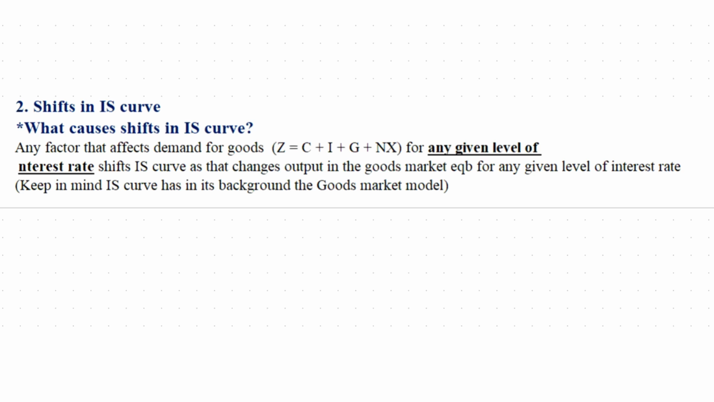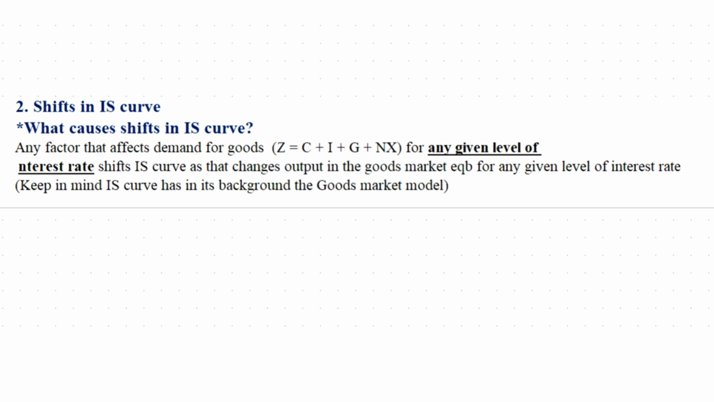So any factor that is changing demand for goods for any given level of the interest rate will shift the IS curve. Now, why is that? As that will change output in goods market equilibrium for any given level of interest rate. So what do we mean by this? Let's understand this with an example.